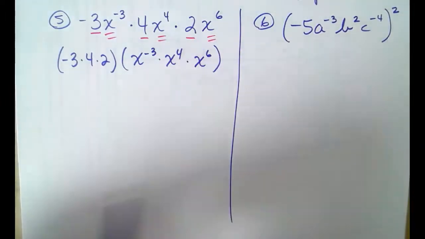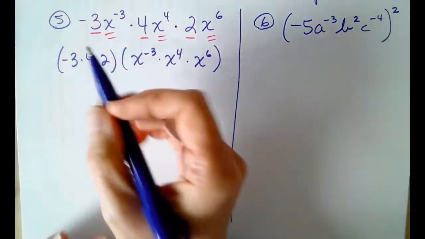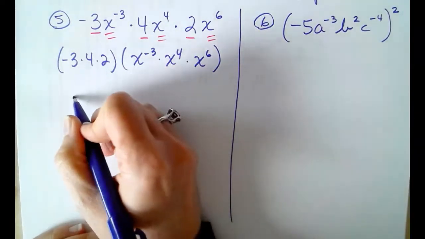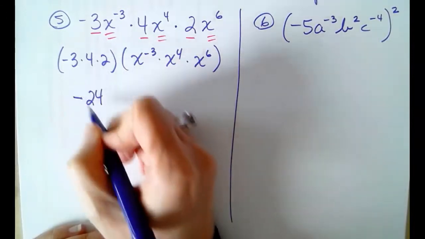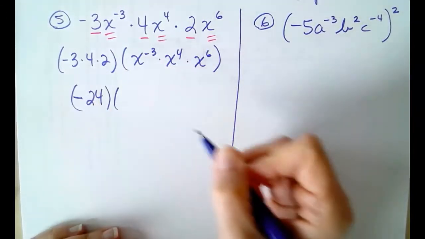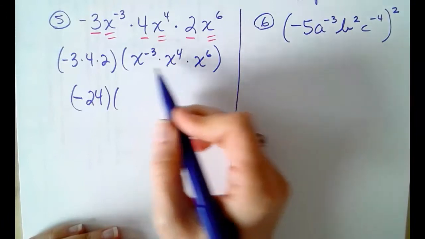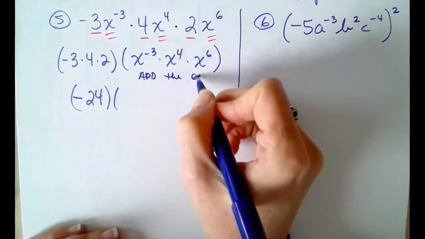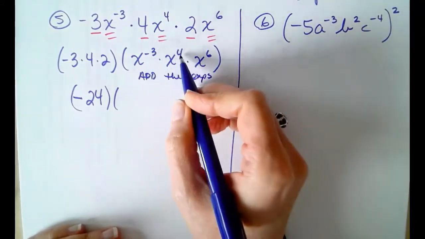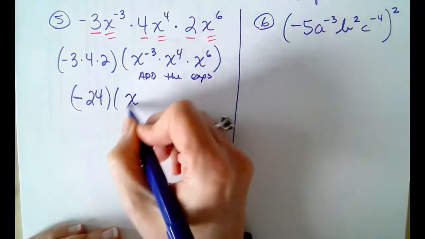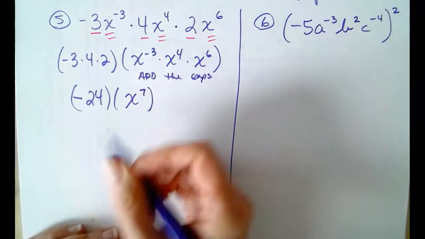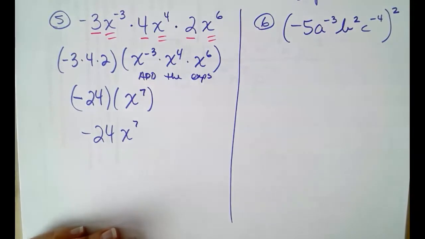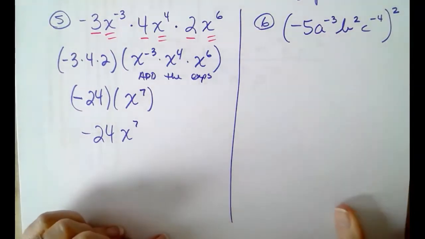So right up front, we're just going to multiply. Negative 3 times 4 times 2 is negative 24. 8 times 3, negative 24. There you go. Next, I'm multiplying. The bases are the same. Add the exponents. So negative 3 plus 4 is 1. 1 plus 6 is 7. x to the 7th. Negative 24 x to the 7th, and that is the final simplified result.